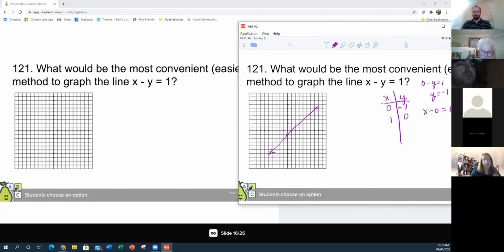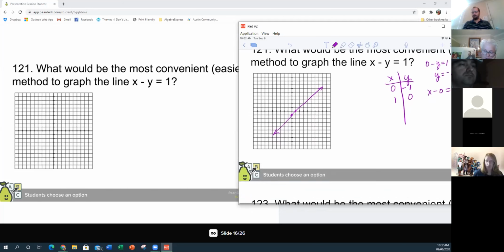Okay, so the slope-intercept method, you would solve it for y. So you'd say x minus y equals 1, negative y equals negative x plus 1. So y would equal x minus 1. So the y-intercept would be negative 1.